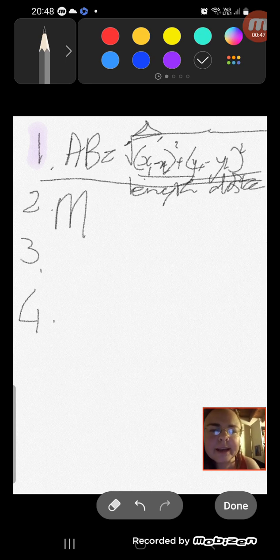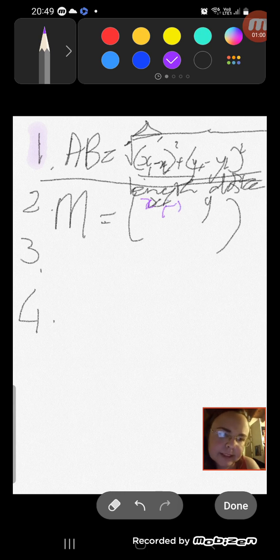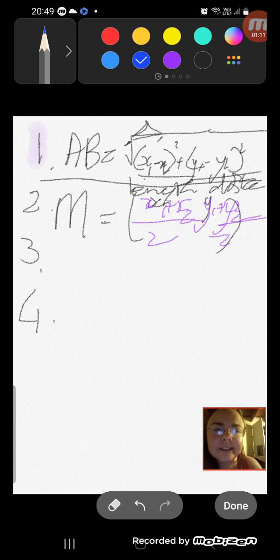Number 2 is the big M, which is the midpoint. The midpoint is the average. It's really just the average of the x's and the y's. So x1 plus x2, sorry, over 2, y1 plus y2 over 2. There you go. You're going to draw it very neatly. Okay, so midpoint. That's the x and this is the y.